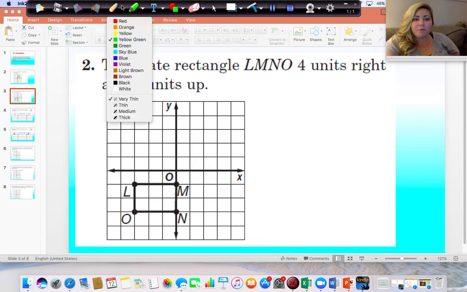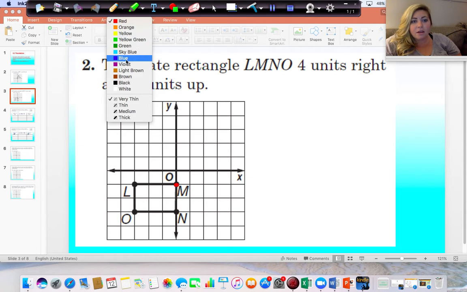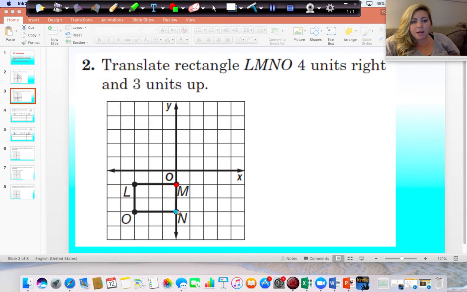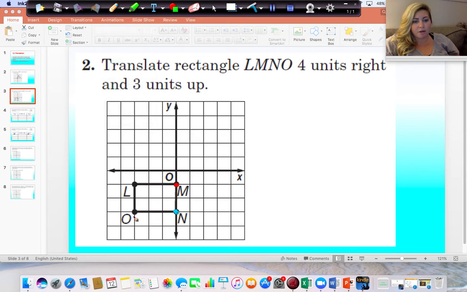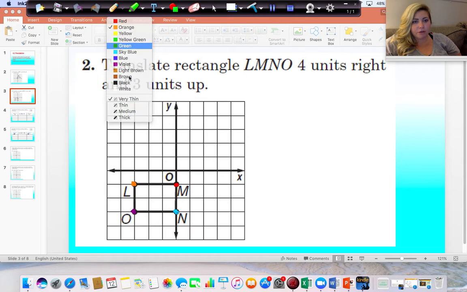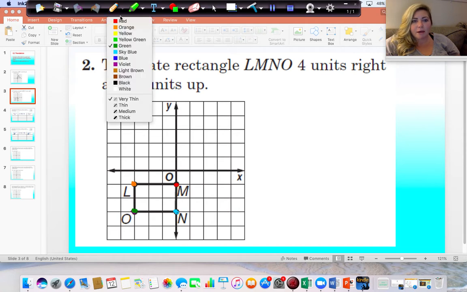Okay, so here we are translating this LMNO, this rectangle, 4 units right and 3 units up. Again, I'm going to color them all different colors. Some of you may not need this, but at the same time, it's easy to confuse one dot with another when we are moving them around the page. I'm going to change the purple dot to a green one.